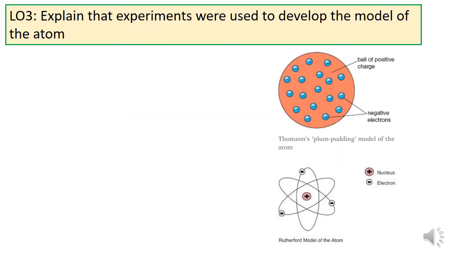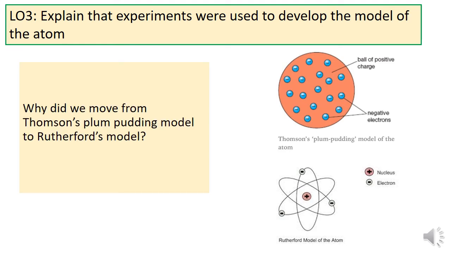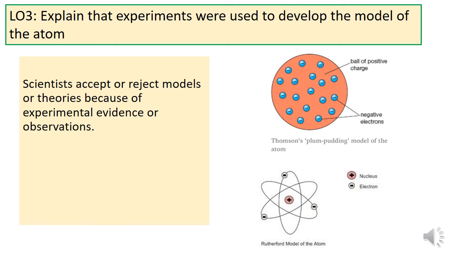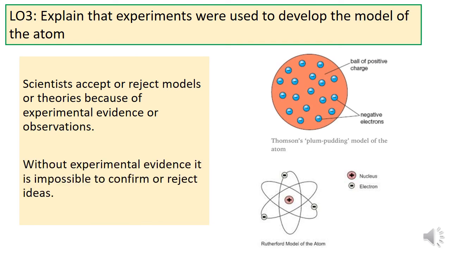Some of you should be able to explain how the experiments were used to develop the model of the atom. In particular, why we moved from Thomson's plum pudding model to Rutherford's nuclear model. Scientists accept or reject models based on what they have seen or the evidence they have found during experiments. Without evidence, it is impossible to confirm or reject ideas.